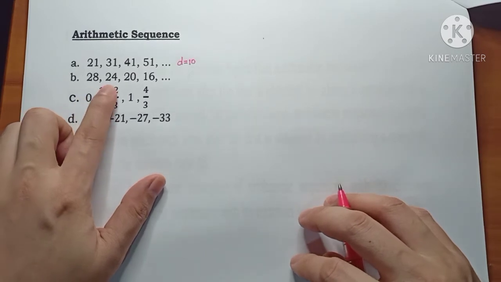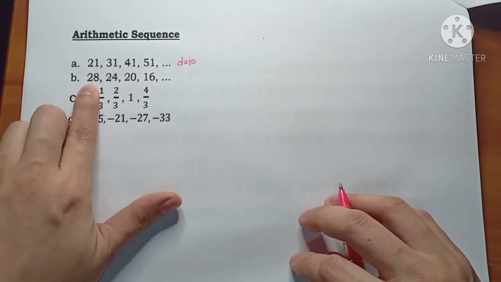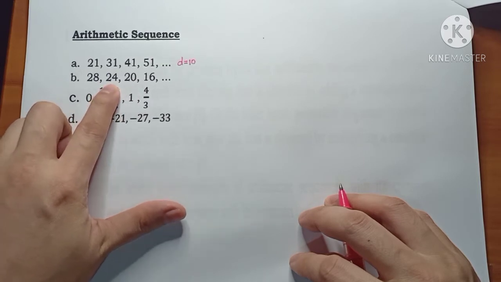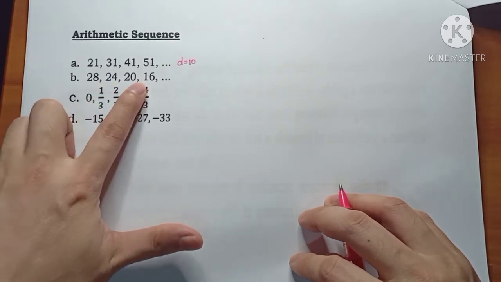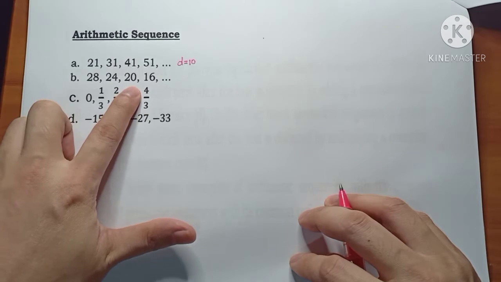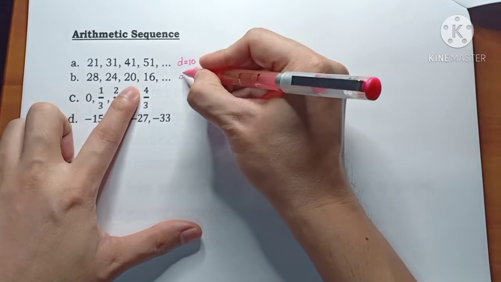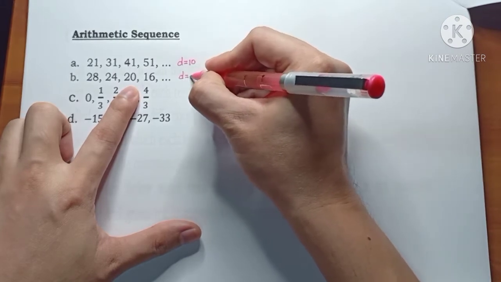How about letter B? So 24 minus 28. So that is negative 4. 20 minus 24 is negative 4. And 16 minus 20 is also negative 4. So ang ating common difference here is negative 4.